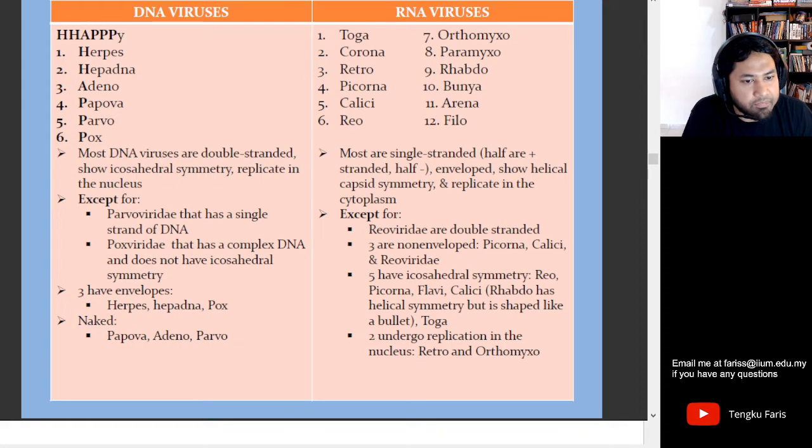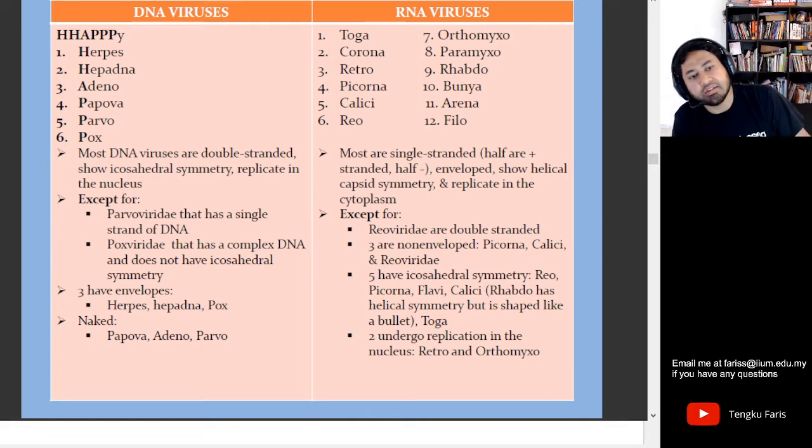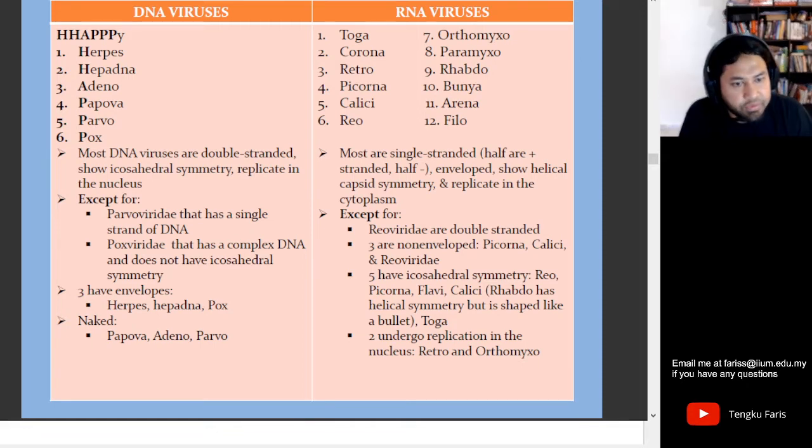They have the envelopes. For example, in the case of herpes, hepadna, and pox virus, they have envelopes. Naked ones don't have any envelope, which are the papova, adeno, and also parvo. I know it's quite difficult to understand this, but I hope you can just have a look and detect the examples of these DNA viruses.